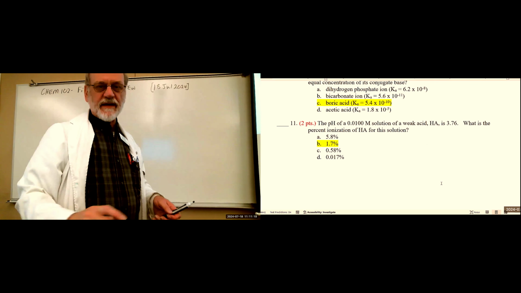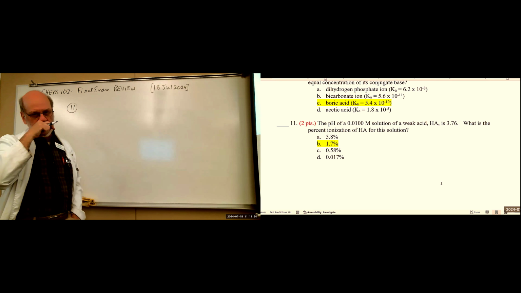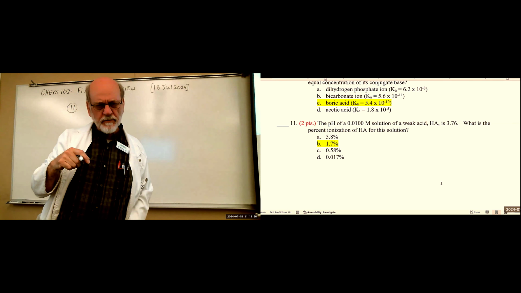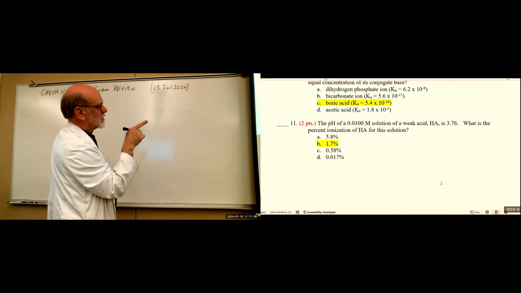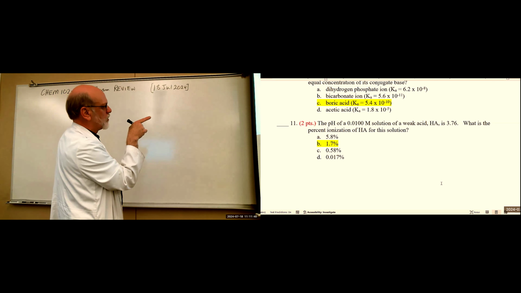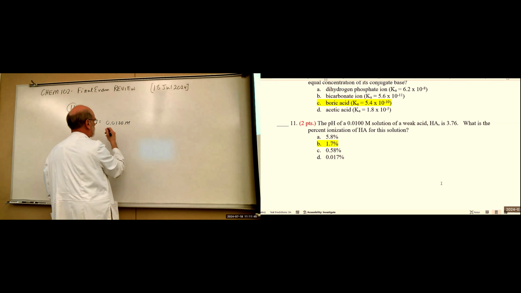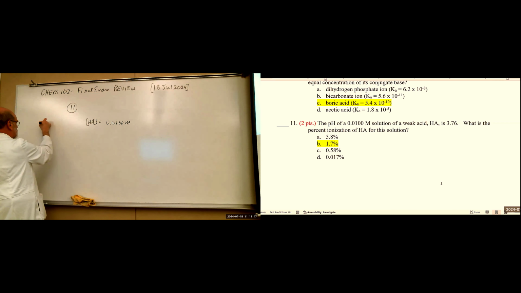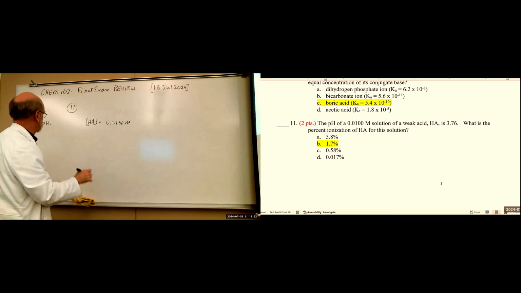Let's see, 11. The pH of a 0.01 molar solution of weak acid is 3.76. So the concentration of weak acid is 0.010 molar. And the pH of that solution equals 3.76.